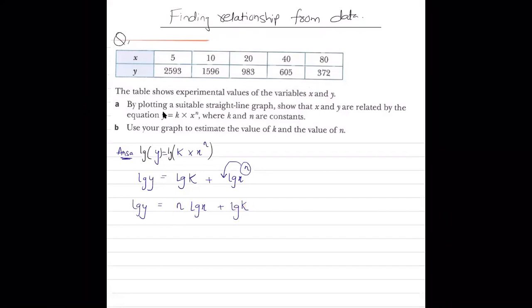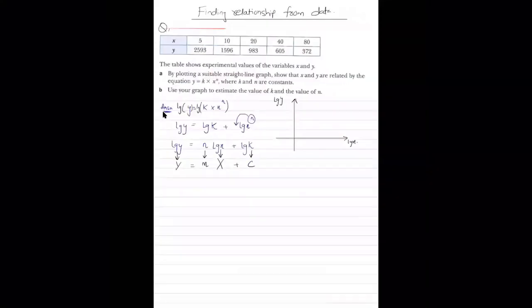So my capital Y would be lgy. This is going to be the gradient, lgx is going to be my capital X, and this is going to be my y-intercept. So what are the two things that are going to be plotted against each other? lgy against lgx. So now, before drawing a straight line, you need to come up with a table that will have the values of lgy and lgx.